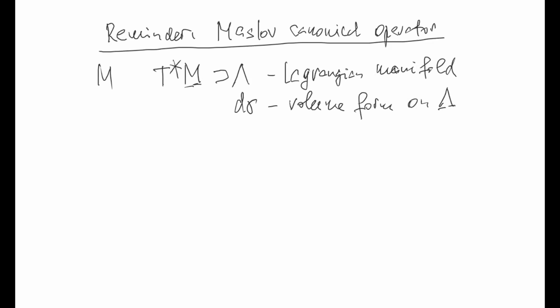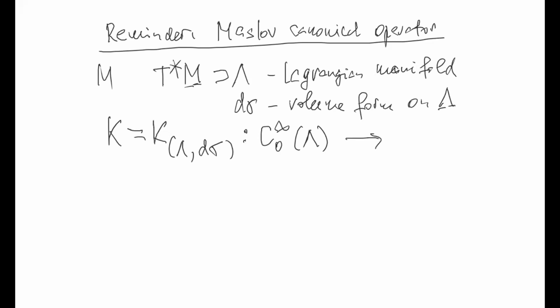Okay, so if we have these two main geometric objects, Lagrangian manifold and volume form on M, then Maslov's canonical operator, which is denoted by K, and if I need to specify the manifolds, I'll write it like that. It acts from C naught infinity of lambda, from smooth functions compactly supported on the Lagrangian manifold, to rapidly oscillating functions. I will write C in H infinity of M, rapidly oscillating functions. These functions depend on the parameter H tending to 0, and they rapidly oscillate as the parameter H becomes small.